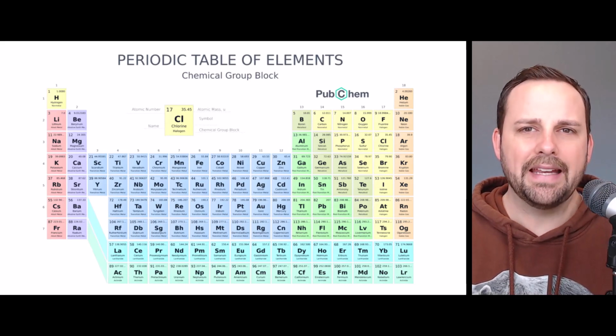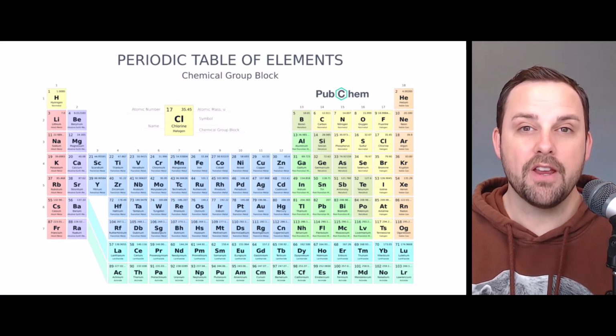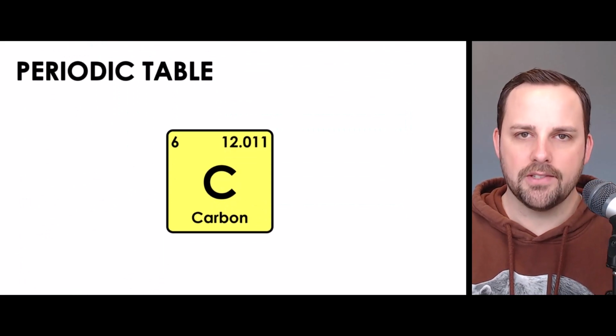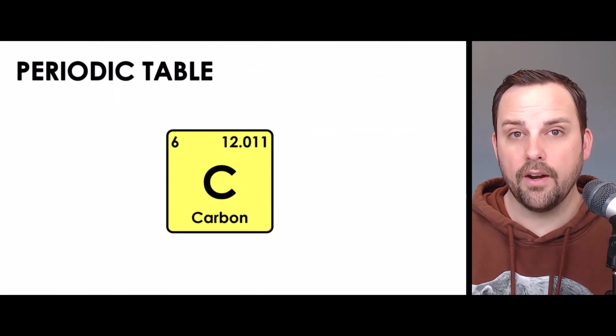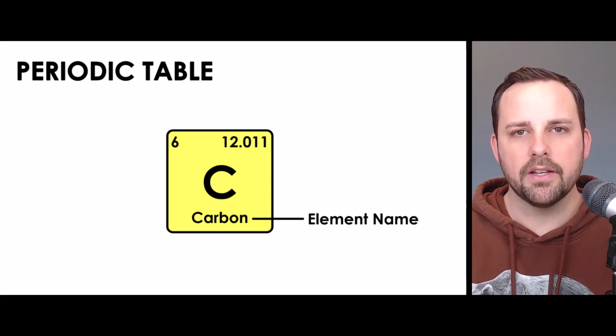Also notice that each of these elements gets its own square, its own box in the periodic table, that includes some very important information. We'll use the element carbon as an example. Each element square includes the element name. So we're using carbon as an example. The name carbon is listed here at the bottom of the element square.